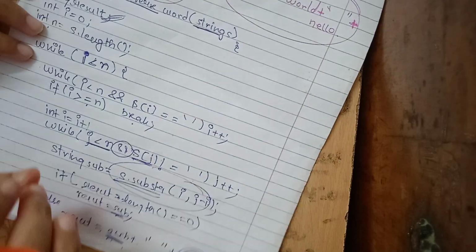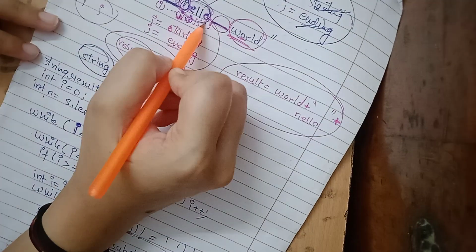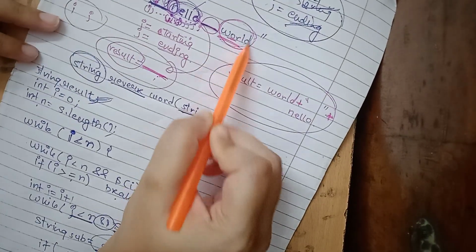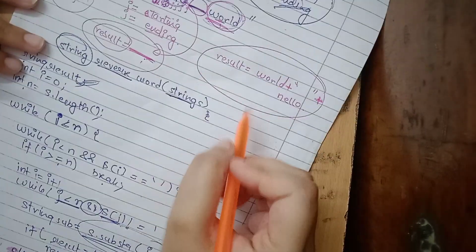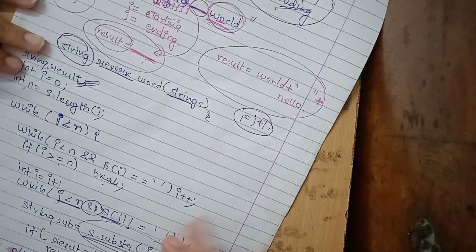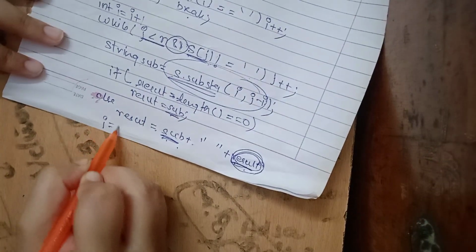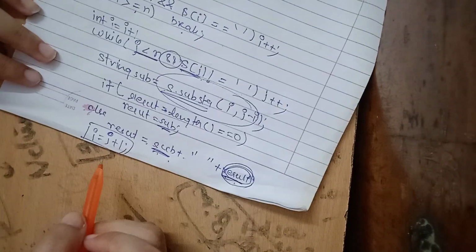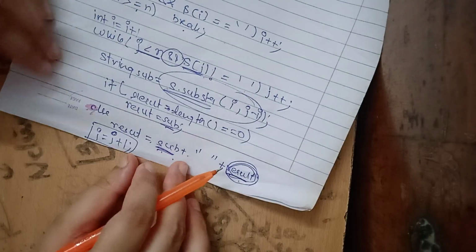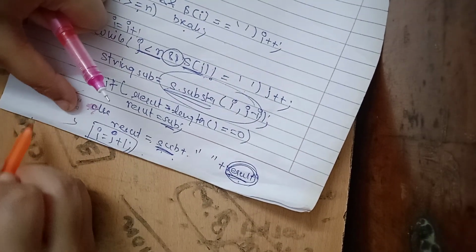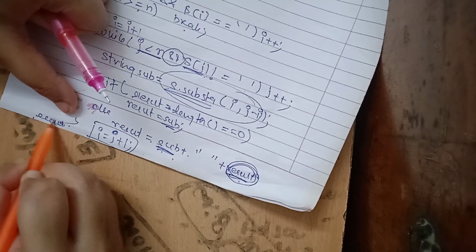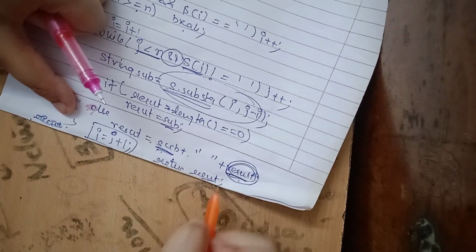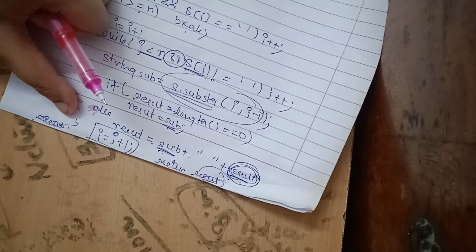So at the start, if you have found your hello and now you want to find the world, then i is equal to j plus 1. This is the last step: i is equal to j plus 1. Now you have to start from the next location, and in the end return result. So with the help of this, you are able to get your result.